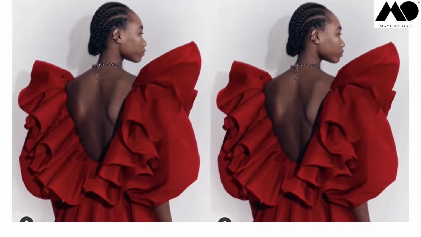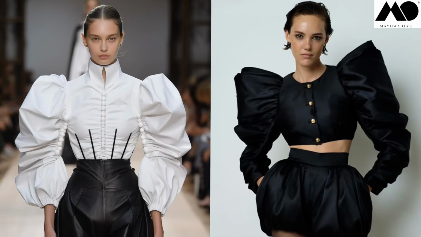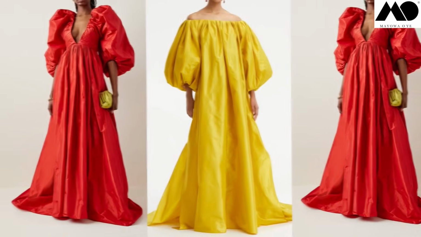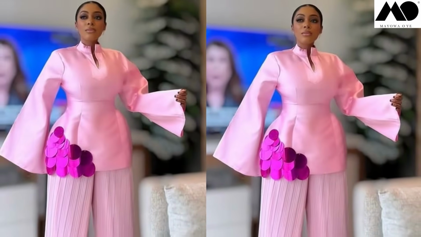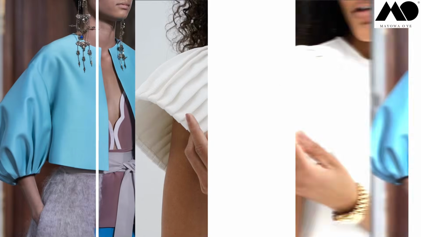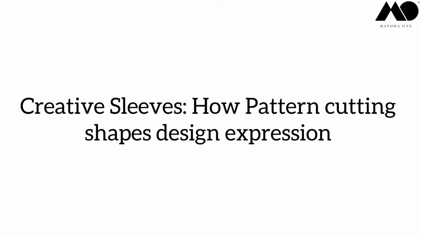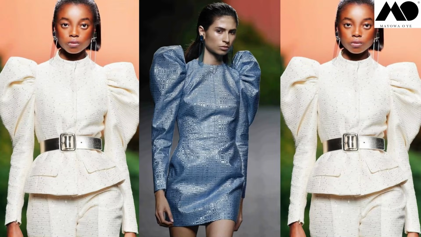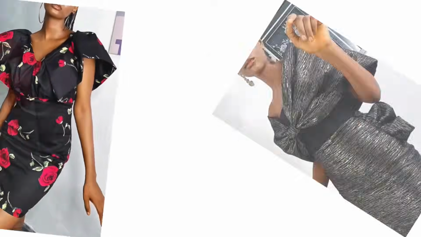Have you ever noticed how adding sleeves to a garment completely changes the mood of the garment? I mean, one sleeve feels romantic, another feels powerful, while another just feels so effortless. That's because sleeves aren't just ordinary garment components, they are expressive structures used to communicate a design aesthetic to the eye. And today we are exploring how pattern cutting shapes sleeve design and how structure, silhouette, and movement come together to create emotion in fashion.